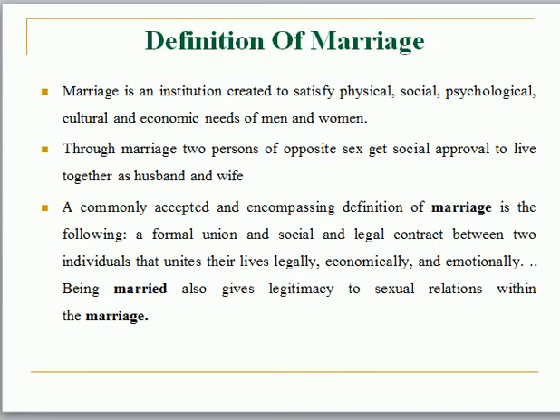Marriage as an institution is created to satisfy the physical, social, psychological, cultural, and economic needs of both man and woman. Now, it is an institution. As we defined in the previous lecture, institutions are made for particular purposes. They run under prescribed rules and regulations in order to achieve the target, a particular goal that they have made for the organization.